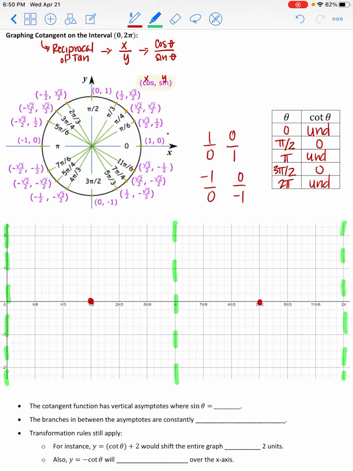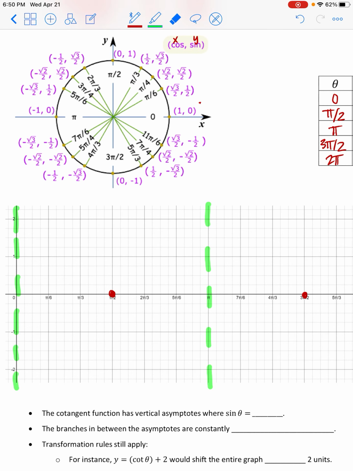So not quite enough for us to make a complete picture. So just like with the last one, let's calculate a few more values. And you probably can guess what's going to happen, but let's not make any assumptions. So let's look at pi over 6. At pi over 6, if we take cosine and divide it by sine, radical 3 over 2 divided by a half, we end up with radical 3 over 1. So we end up with 1.7.